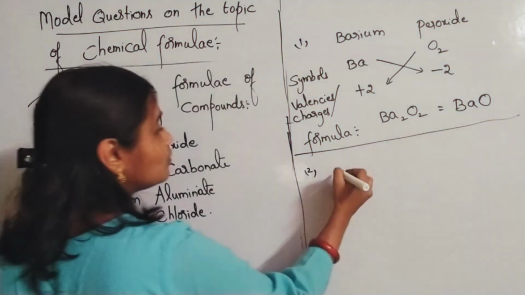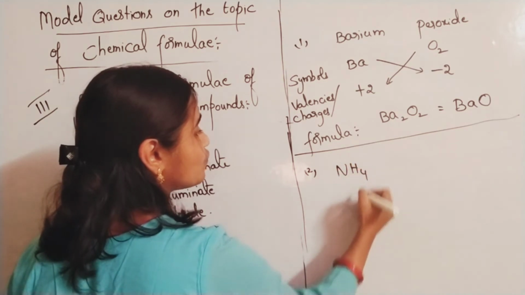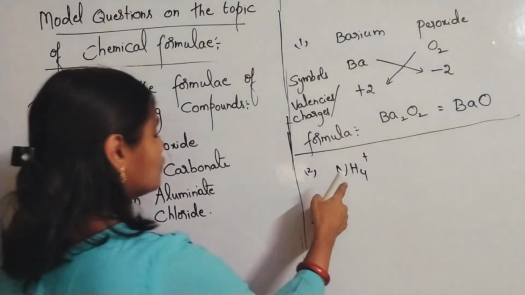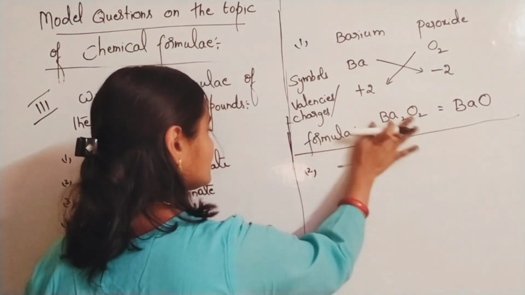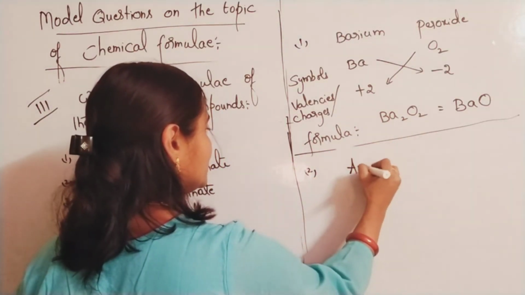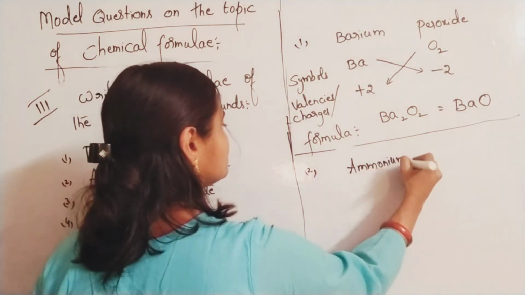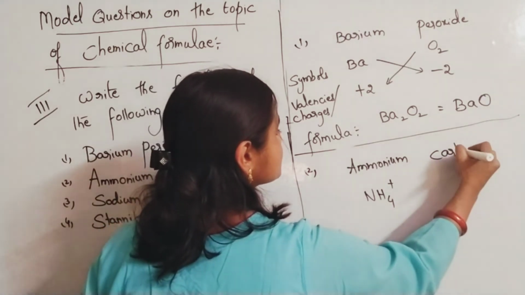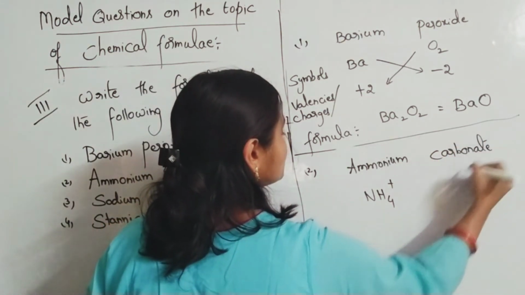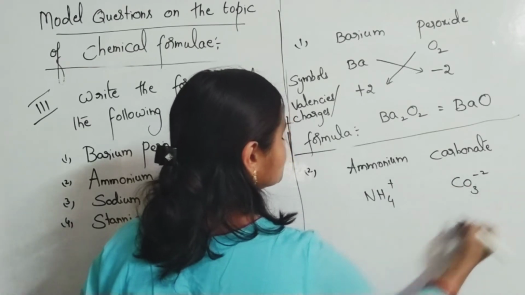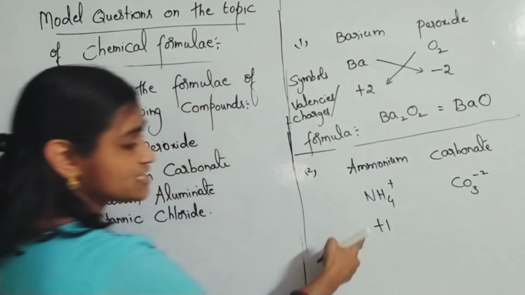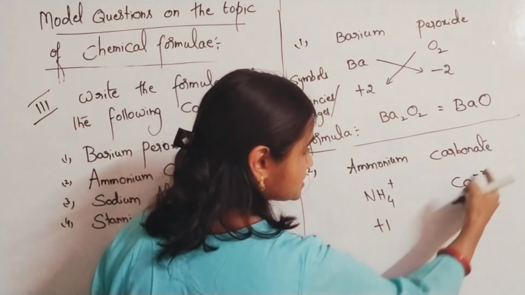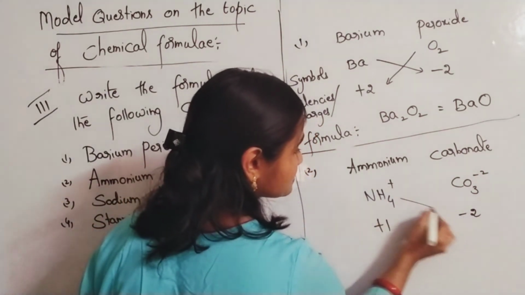Ammonium carbonate. Ammonium symbol, did you remember? NH4 plus. Ammonium symbol is NH4 plus. Okay. Ammonium carbonate. Carbonate symbol is CO3 -2. Symbols, charges, you will be writing them down. NH4 plus means what? Charge is +1. CO3 -2 means charge is -2.